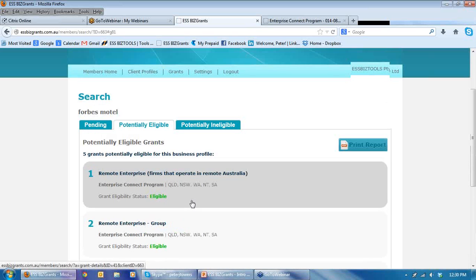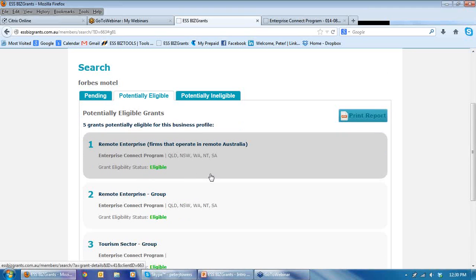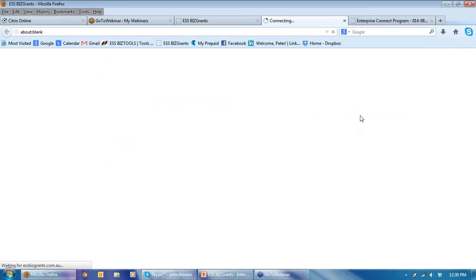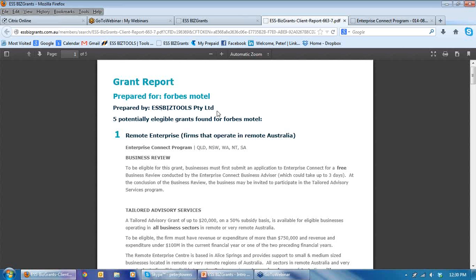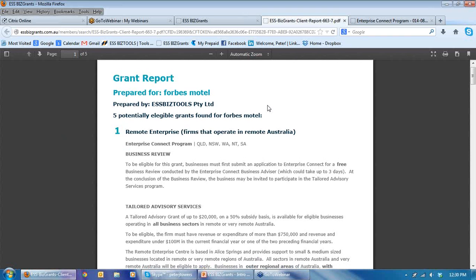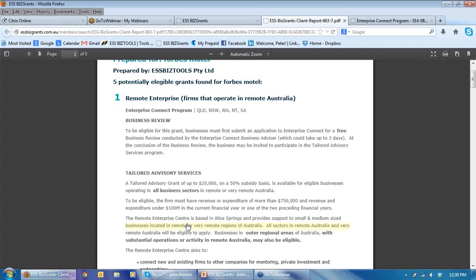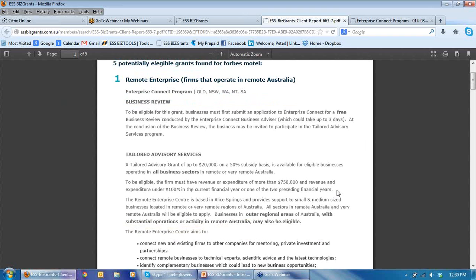So we've identified a grant. We said the client is potentially eligible. If you want to at this stage, and obviously our recommendation would be you could then produce a report. So this is the grant report that's been produced for the Forbes Motel. The name there would be your name, so it's the name of the subscriber to ESS BIZGrants. What you receive then is a summary of what the grant's about, and then we get the funding details.